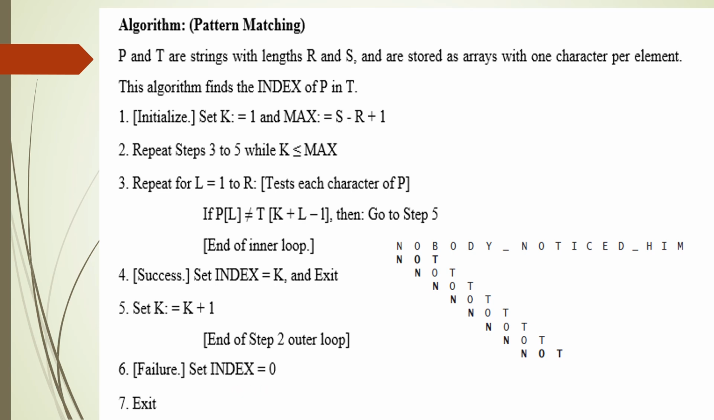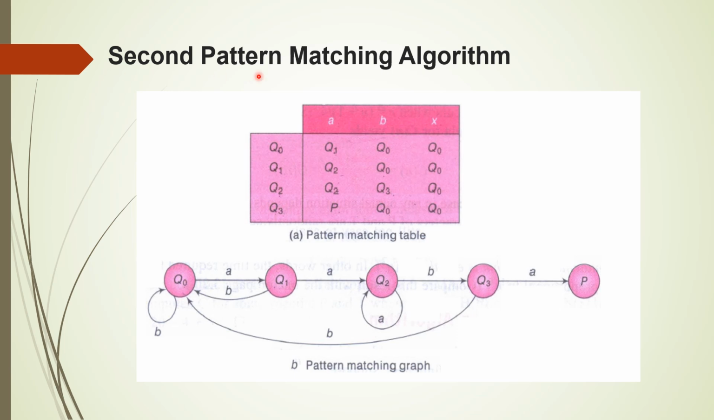Second pattern matching algorithm. The second string matching algorithm uses the concept of an automata. For the given input, you have to construct the transition diagram. With the help of the transition diagram, you construct the transition table.